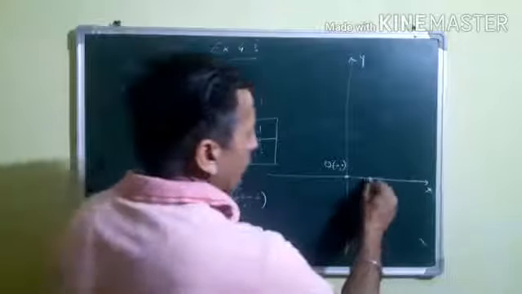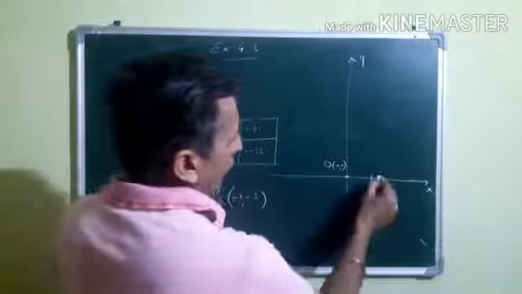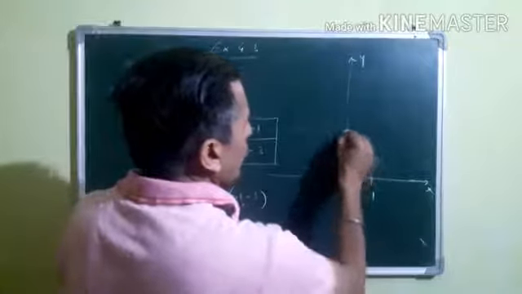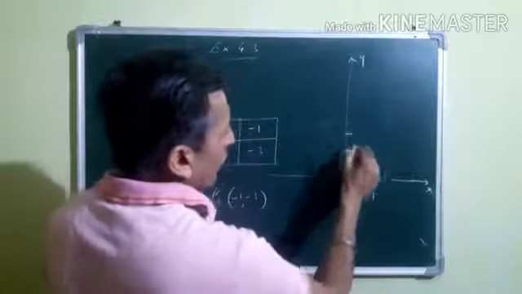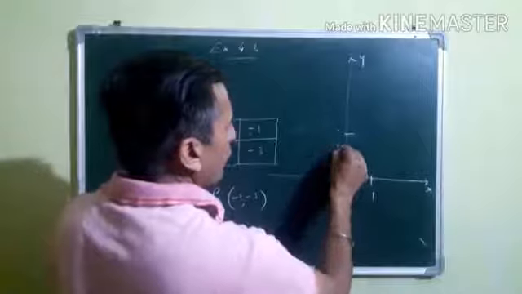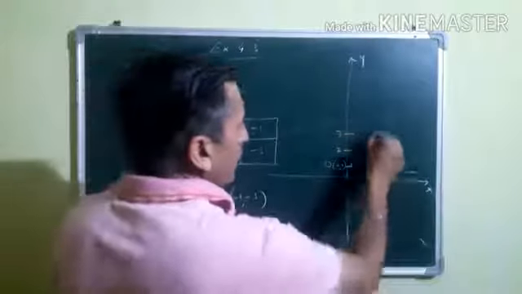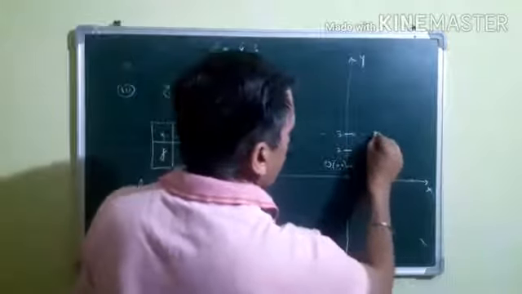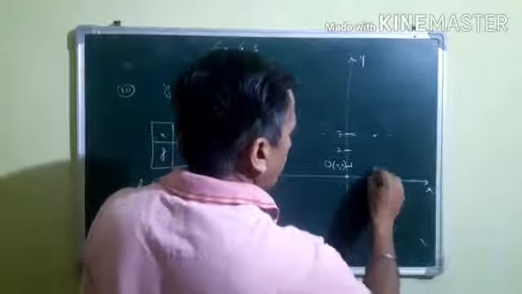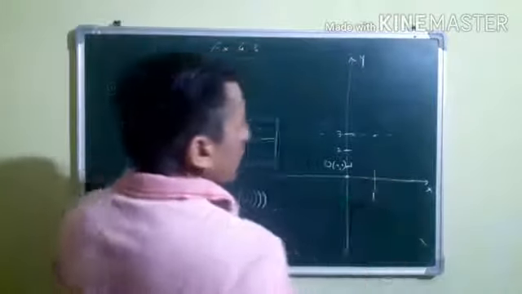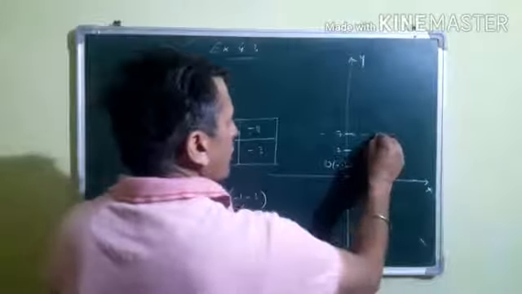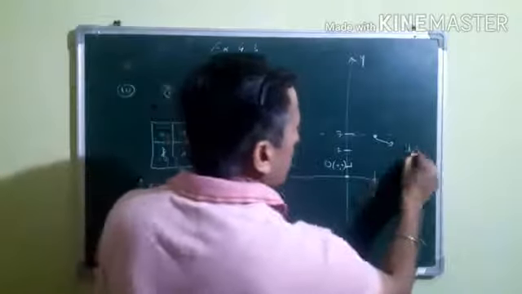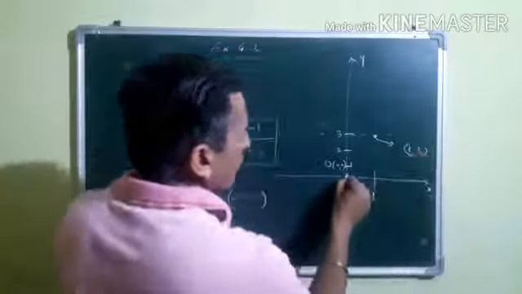After this, 1, 3. That means x is equal to 1 and y is equal to 3. This is 1, and this is 1 and 3. 1, 2, 3, so this is 3. You can say 1, 2 and 3. After that you have to draw a line like this, and then a line from here. This is the point of intersection of the x-axis and y-axis, and its coordinates are 1, 3. This is your 0, 0.